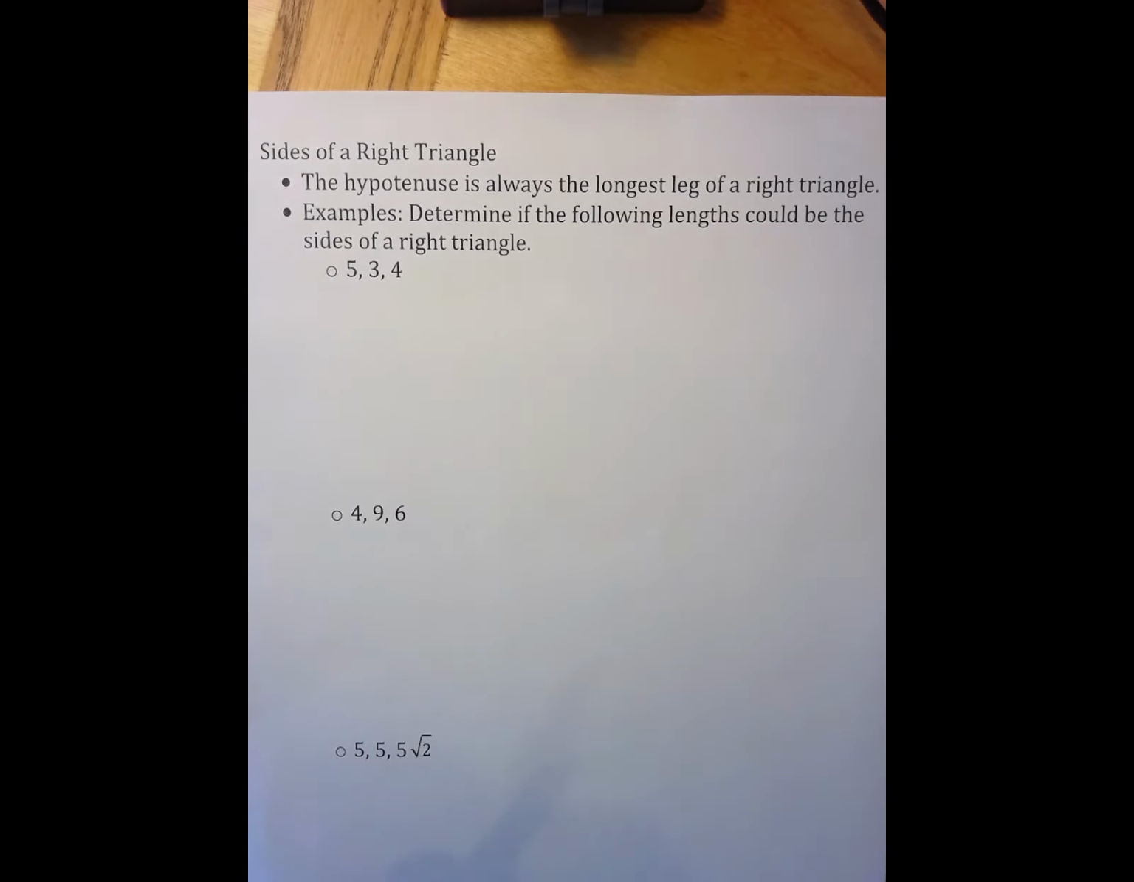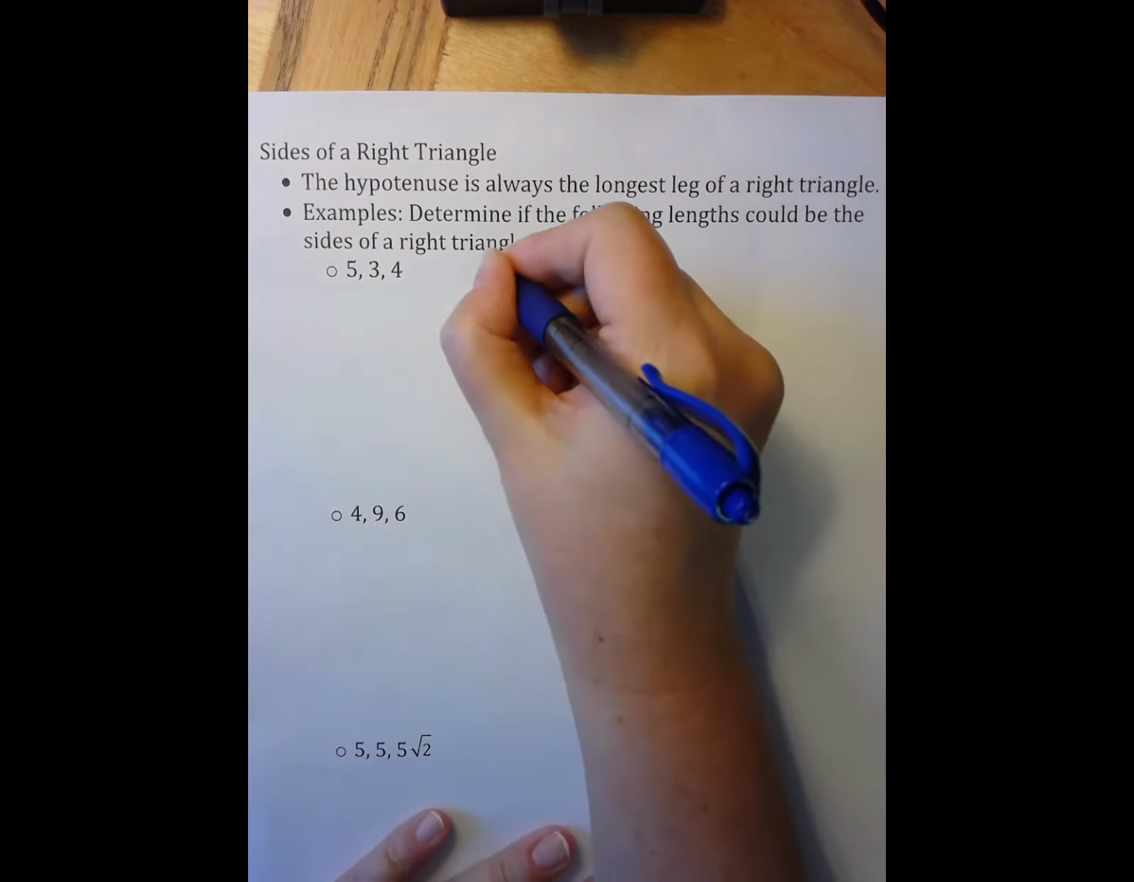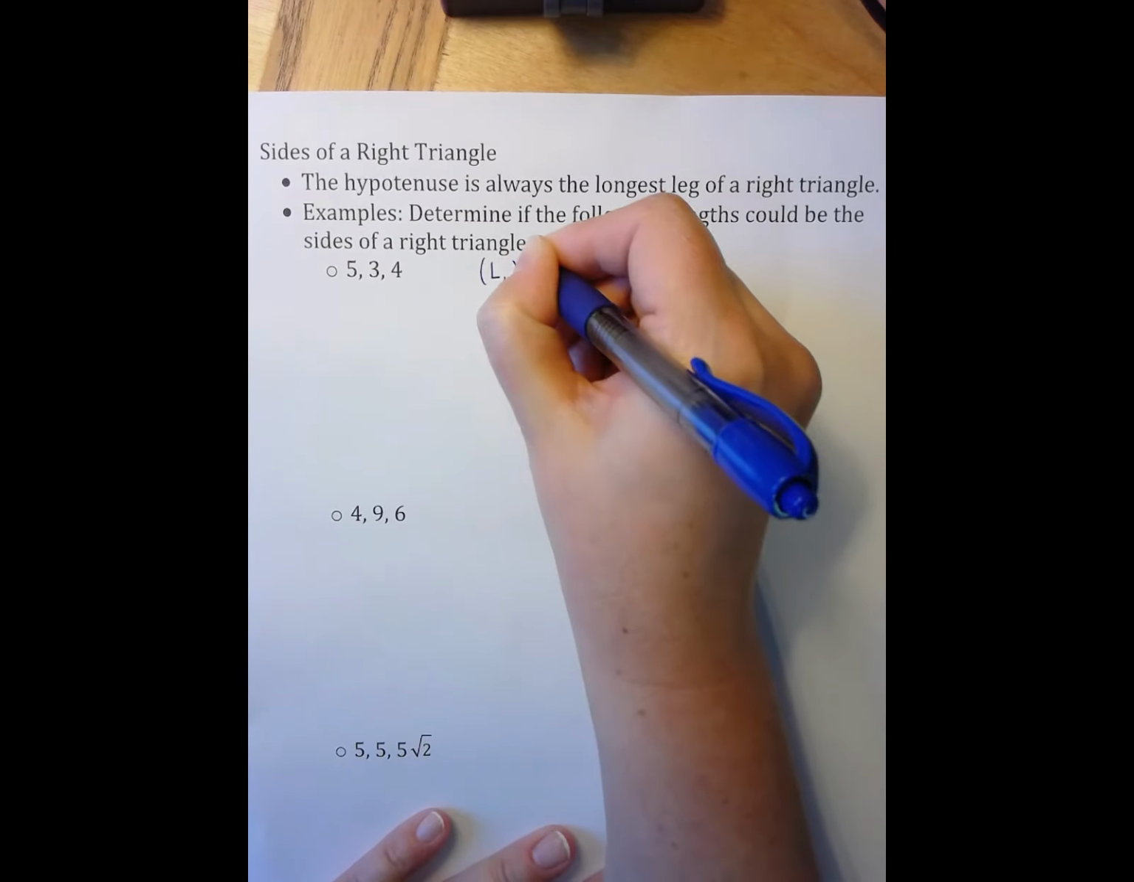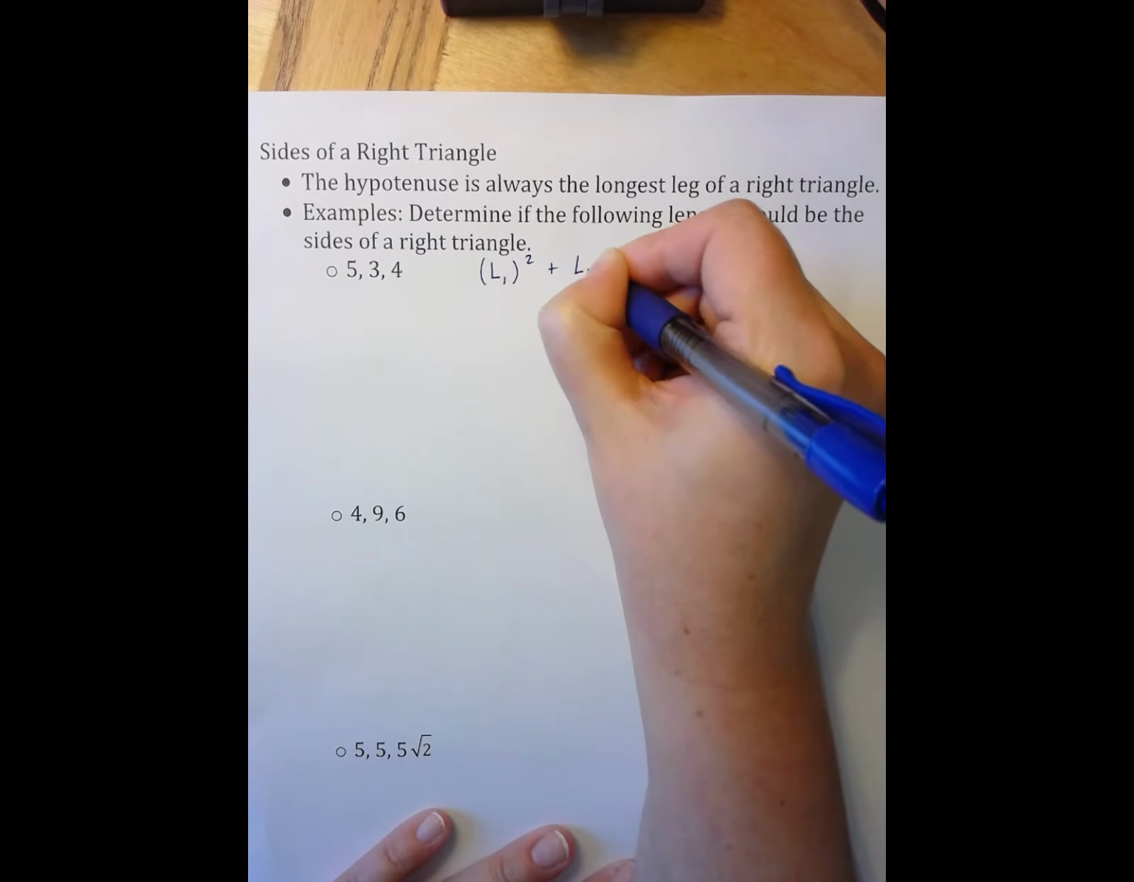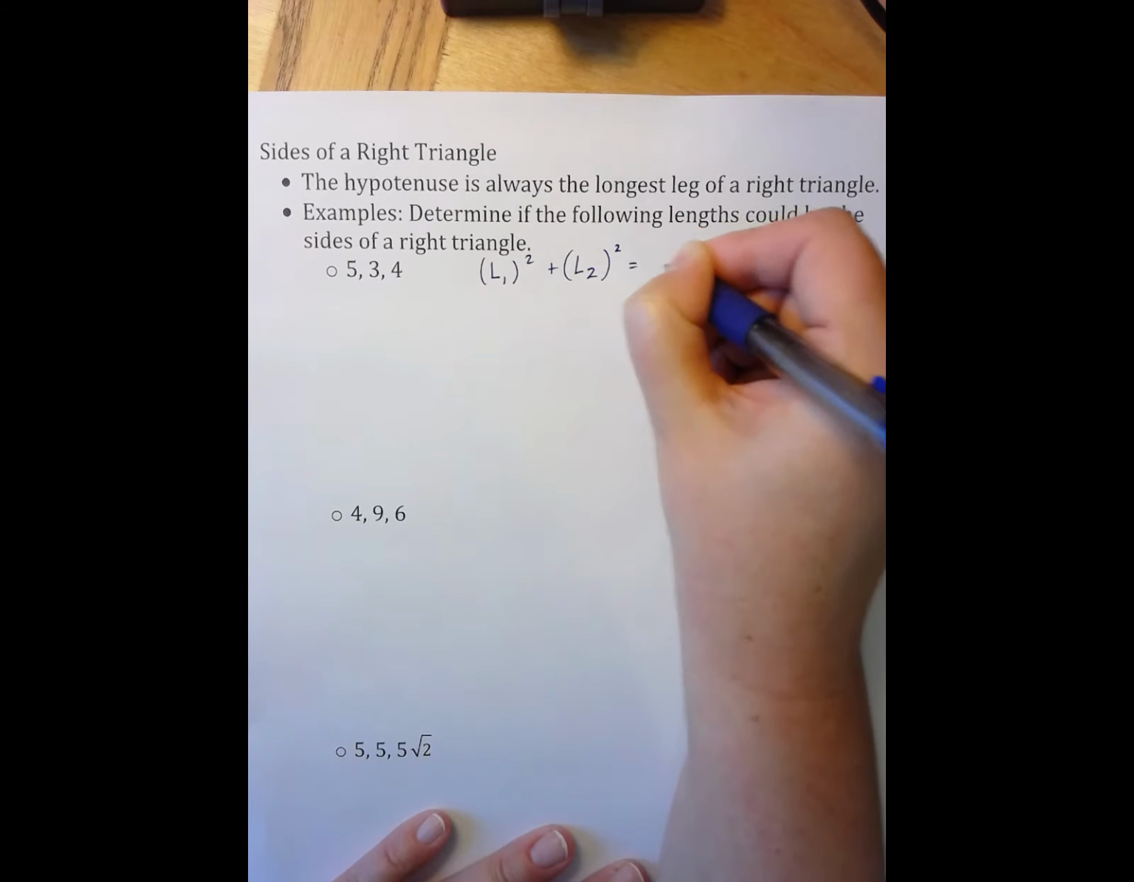These notes are on the sides of a right triangle. So for this, we're asked, I'm going to talk about the examples first. We're asked to determine if the numbers I've been given could form a right triangle. So we know that right triangles follow the Pythagorean theorem. So I can test this by using the Pythagorean theorem for all three of these.